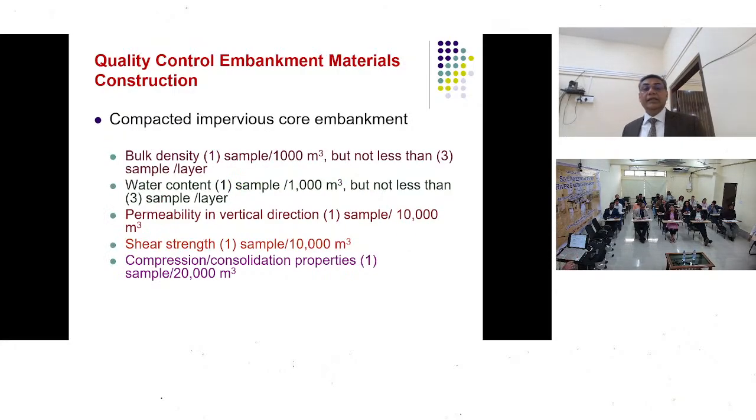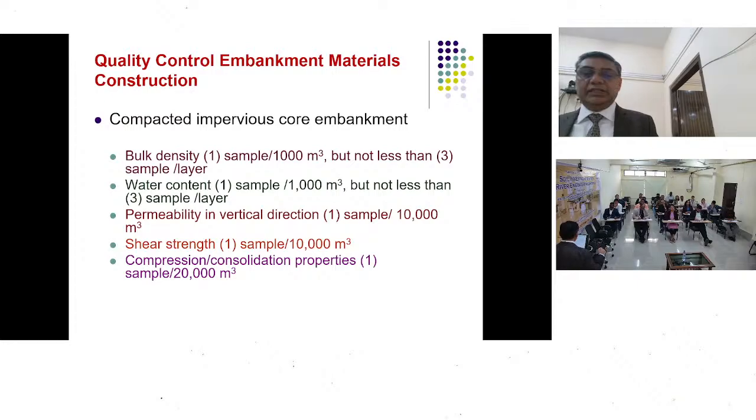Then in the compacted impervious core embankment, bulk density you have to determine, water content not less than 3 per sample or layer, permeability in vertical direction, shear strength 1 in 10,000 cubic meter you can go in for. See, shear strength and compression characteristics or consolidation characteristics, they are not much required because they have been evaluated previously and they have been used in the design criteria. But bulk density, water content, regular method to ascertain whether the construction procedure is correct or not.